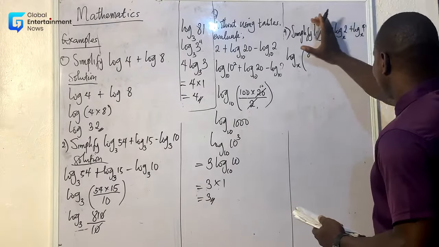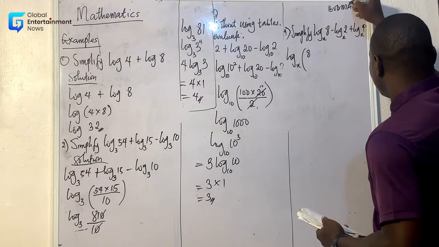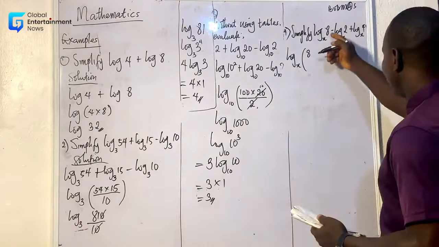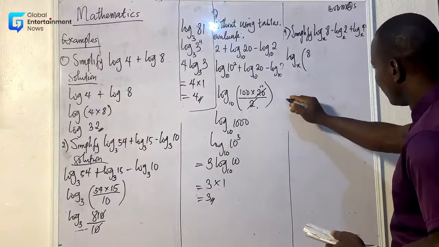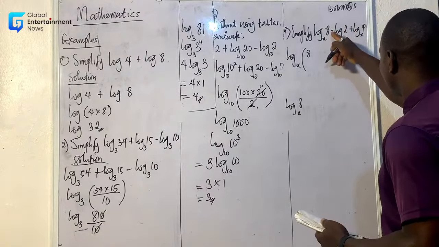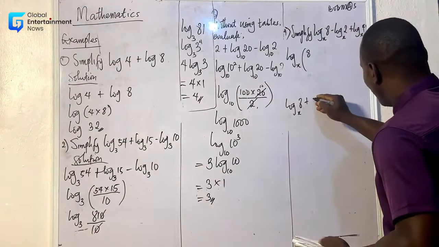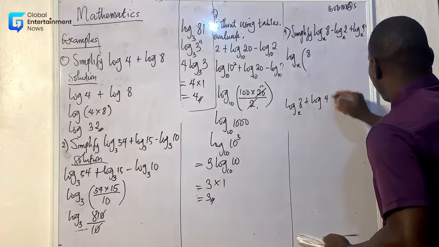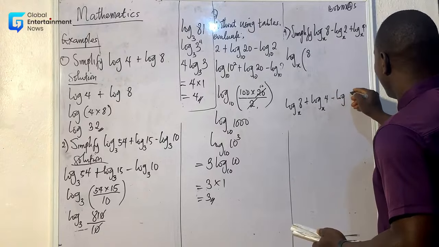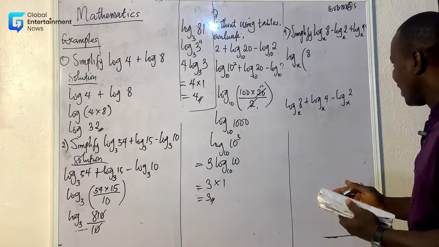If I arrange this in order, according to BODMAS, addition will come before what? Subtraction. So what do I need to do? Let me rearrange this so that you will understand better. This is log 8 base x. Which one will come first between subtraction and addition? Addition, correct. So it's going to be plus log 4 base x, and what we have here, minus log 2 base x.